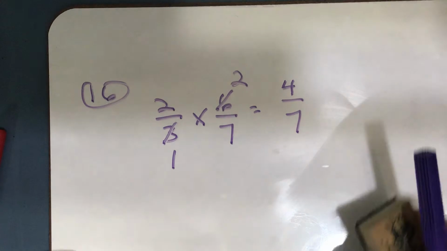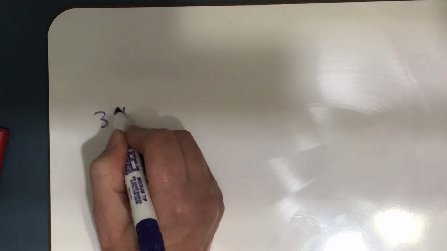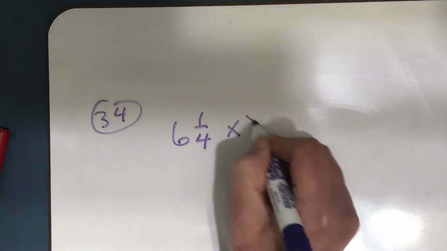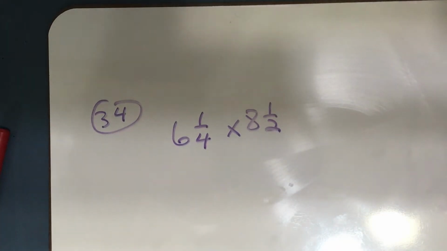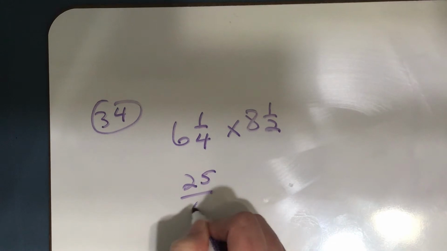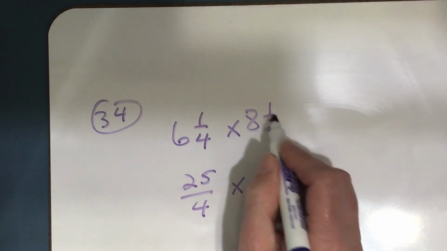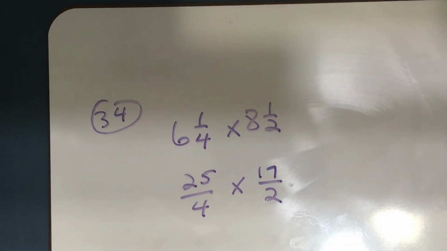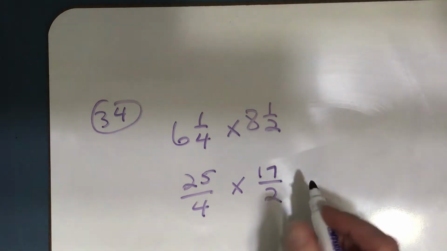Okay, let's go on to number 34. I have 6 1/4 times 8 1/2. Remember, I need to change both of those to improper fractions before I start to multiply. 6 times 4 is 24, plus 1 is 25. So 25/4 times 8 times 2 is 16, plus 1 is 17. So that'd be 17/2. And I see that I cannot simplify. 2 does not go into either of those numbers because they're both odd. So I cannot simplify. So I have to multiply.